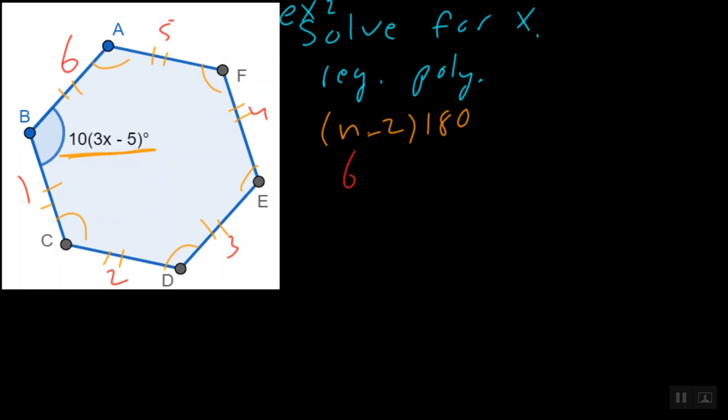Well, I'll plug in my 6. And of course we now have 6 minus 2 times 180. 6 minus 2 will give us 4 times 180. And this actually becomes 720.